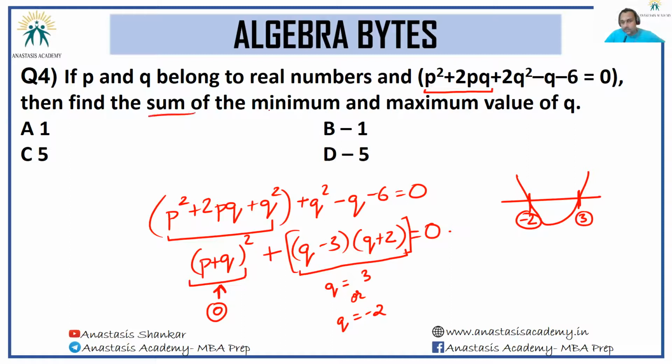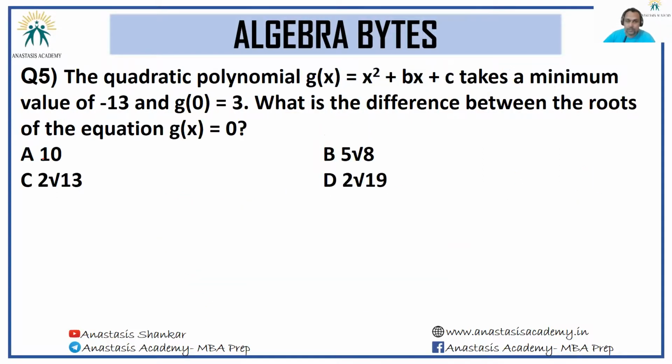The question only asks me sum of minimum and maximum value of Q. The answer will turn out to be 1. 3 plus minus 2.